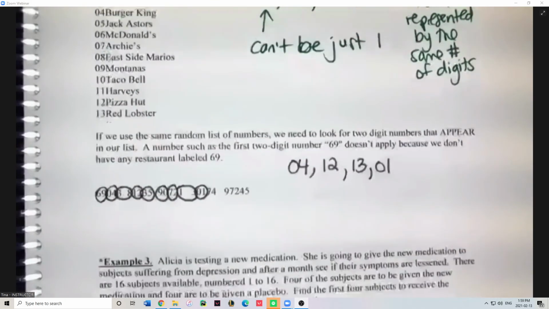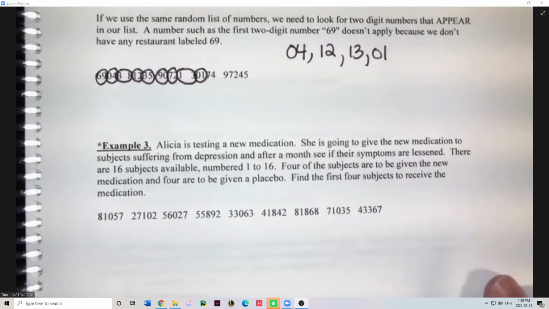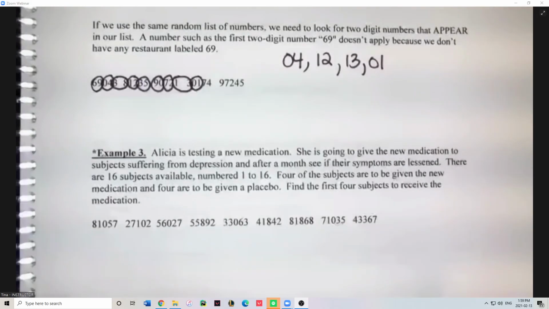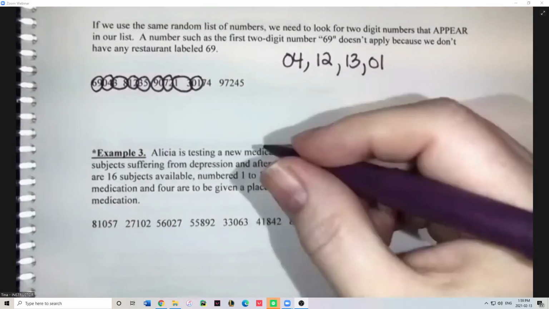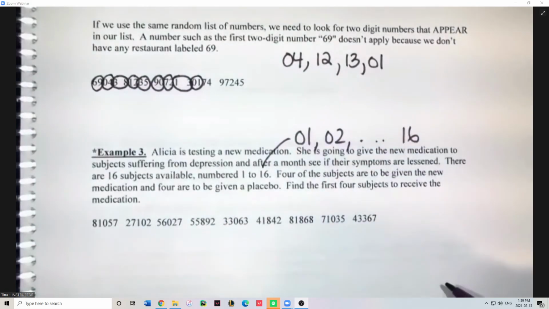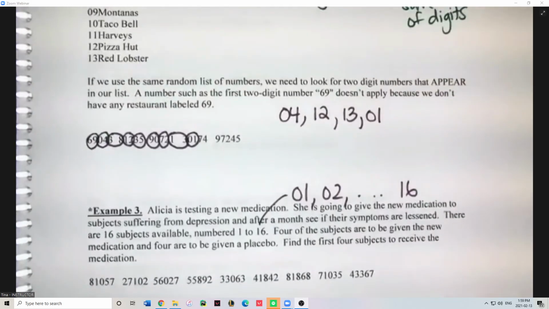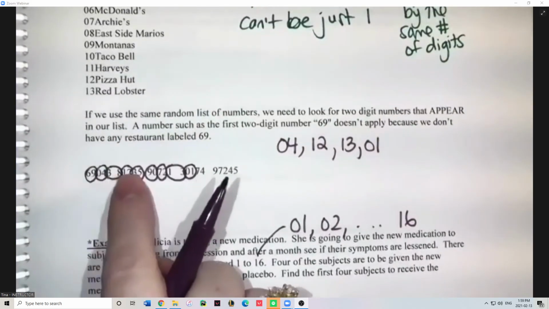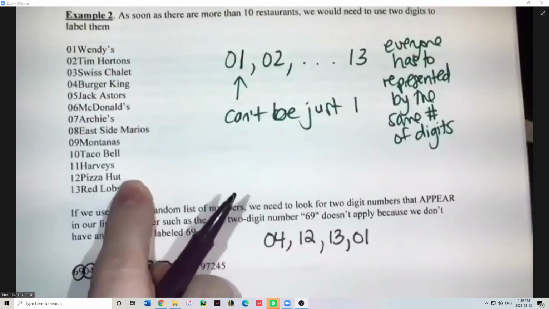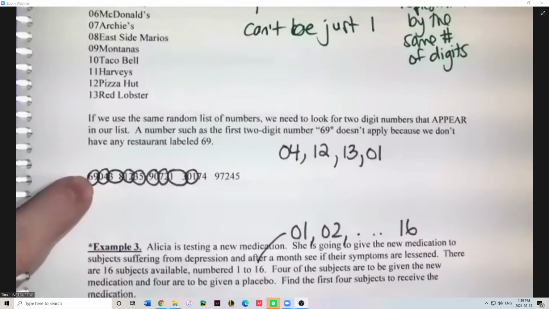Okay. Alicia is testing a new medication. She's going to give the new medication to subjects suffering from depression, and after a month, see if their symptoms are lessened. There are 16 subjects available, numbers 1 to 16. So we're going to go 01, 02 up to 16. It doesn't matter what these numbers are going up by. It matters that every one of these places is being represented by 2 numbers. So you circle 2 numbers at a time.